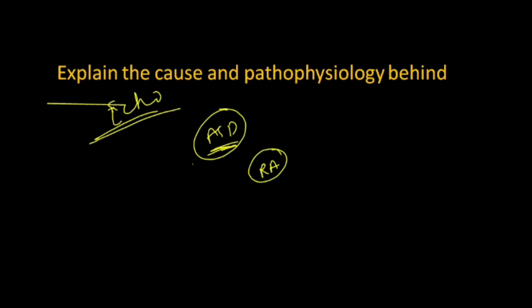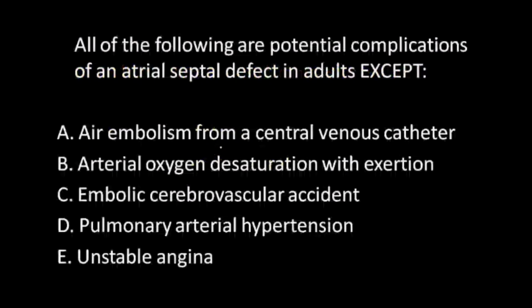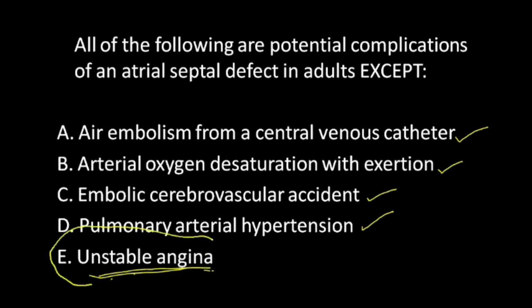The next MCQ for discussion: all of the following are potential complications of an atrial septal defect in adults except air embolism from a central venous catheter, yes. Arterial oxygen desaturation with exertion, yes. Embolic cerebrovascular accident, yes. Pulmonary arterial hypertension, definitely yes. Unstable angina. There are no definitive statements telling that people with atrial septal defect are prone to develop unstable angina. So your answer is option E, unstable angina. That completes discussion on atrial septal defect.